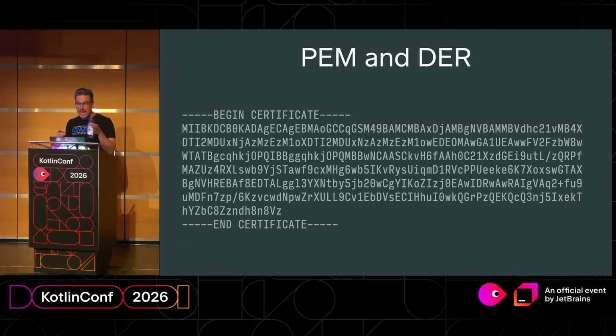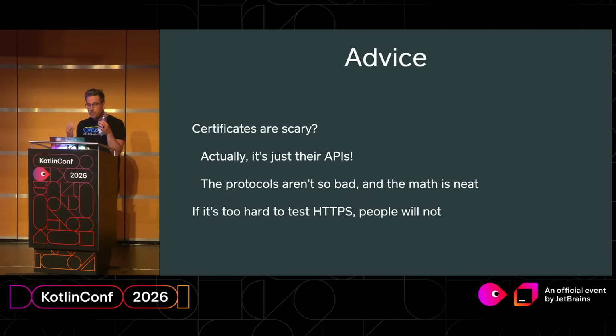Now, in order to make that magic happen, we have to take this scary thing, which is a PEM file, and just make sense of it. And so OkHttp implements its own PEM decoder and DER decoder and DER encoder just so that we do not have to touch the icky crypto APIs. And I think one thing I learned through this process is that the security APIs are way scarier than the protocols and the math that they encapsulate.